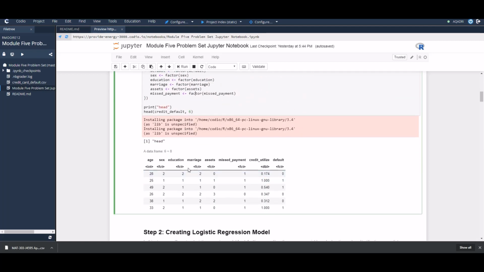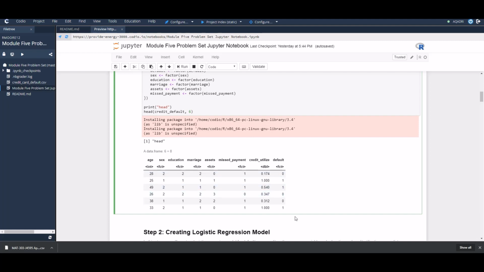So here it is. You can see we're printing the first 6 rows of the data set, and these are the different variables. Under the variable names, we have information on what kind of variable we have. Here, for example, age is an integer, and all these other variables are factors. Credit utilization is a double variable, which means it's able to take decimal point values. And then we have our response variable default, that is a factor.